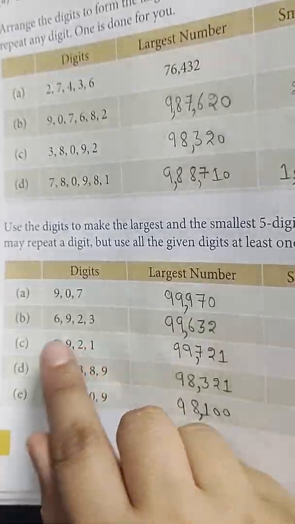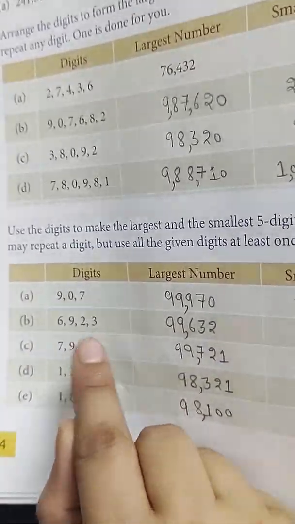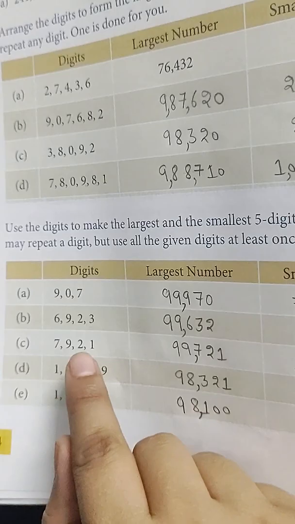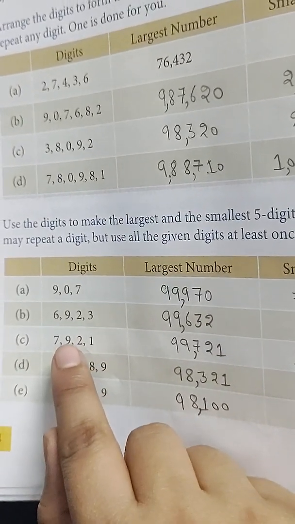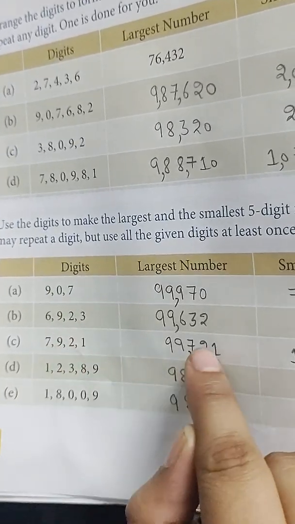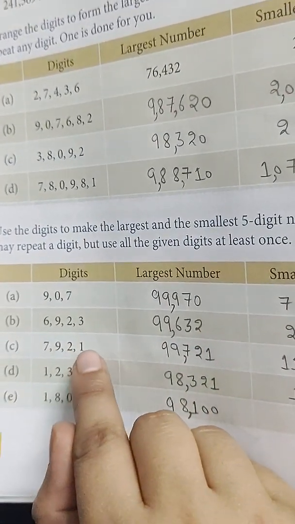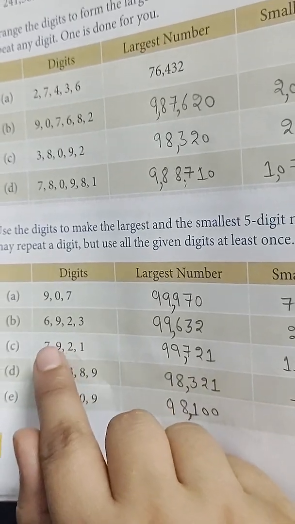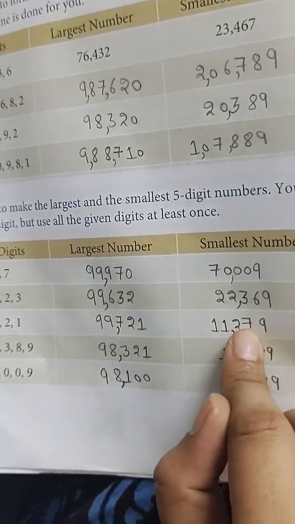Now we have 1279, again a 4 digit number, so we need one more digit, which means we have to repeat one digit once. 9 is the biggest digit, so for the largest number we write 99721, and for making the smallest number, 11279 will be the smallest number.